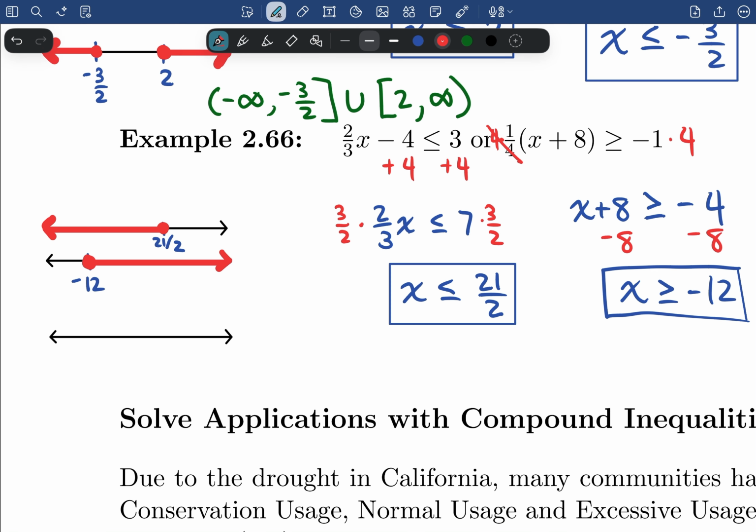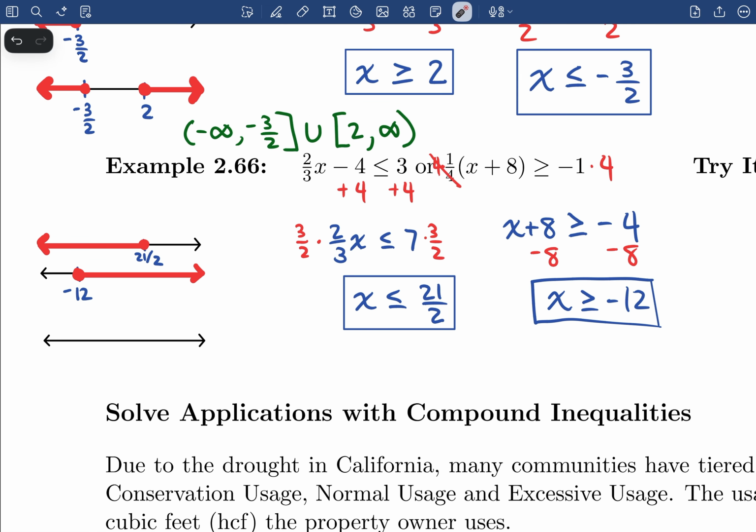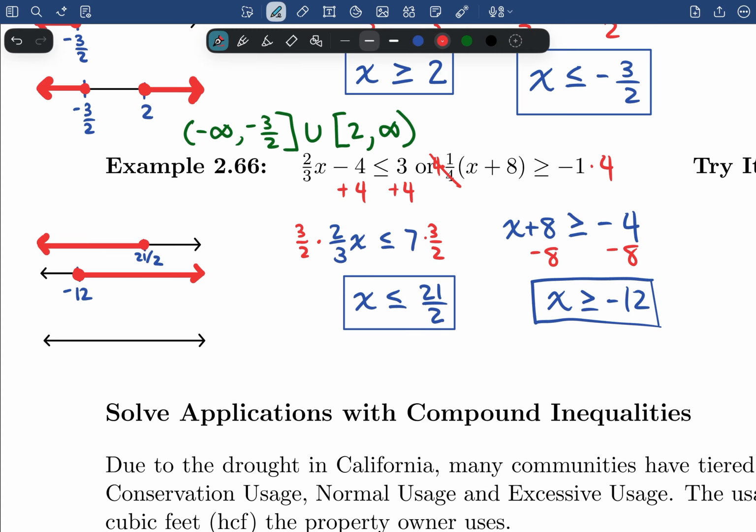And now I ask myself, okay, what is going to be the final solution? And I say, well, all I have to do is drop down all the solutions to the bottom, all the solutions of the first inequality and all the solutions of the second inequality. And then I notice something. That would mean that my entire graph is shaded. Forever left, forever right, all of the regions of the graph are shaded.